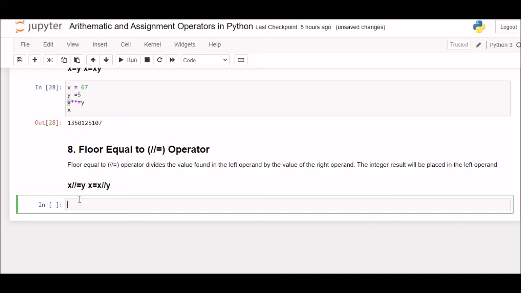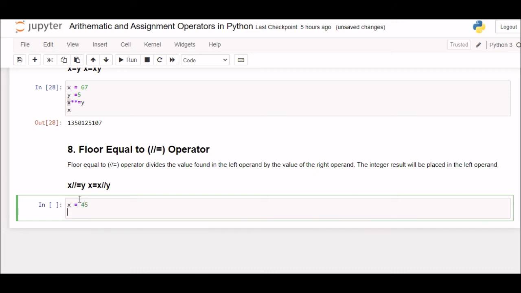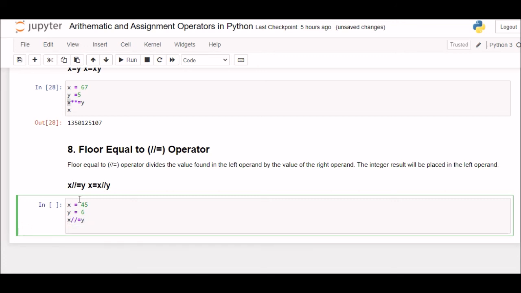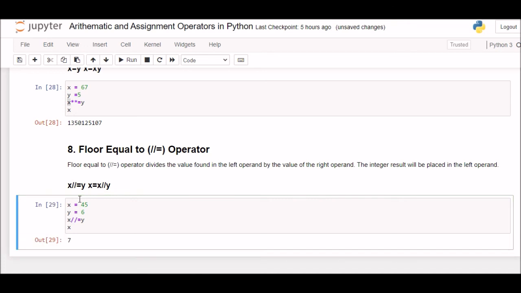Okay, let's take an example. x = 45, y = 6. Next line, x //= y and then x. Let's run the code. Okay, it returns 7. Okay guys, so in this lecture we learned assignment operators and arithmetic operators in Python.